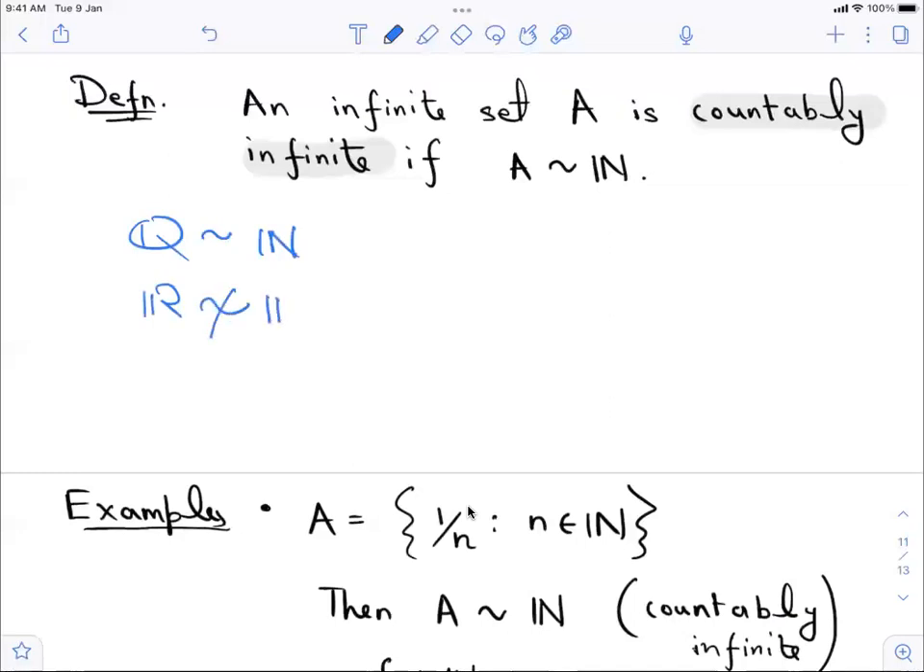R is not similar to N. We will also prove this. This also requires some proving, that you cannot find a bijection from N to R. You can further show that whenever a subset of real numbers is countably infinite, it occupies really no space on the real line. That means the total length of a countably infinite subset of R is 0.